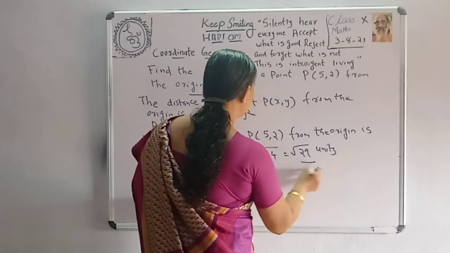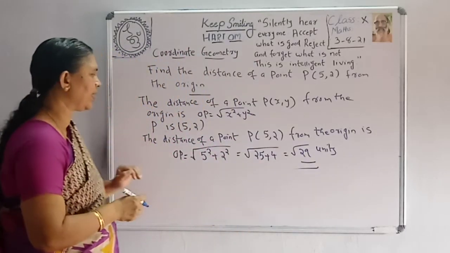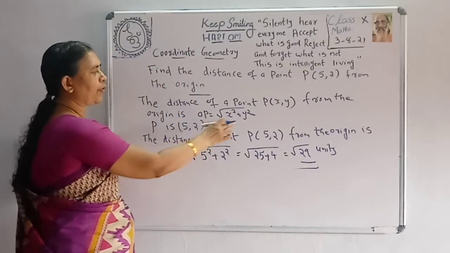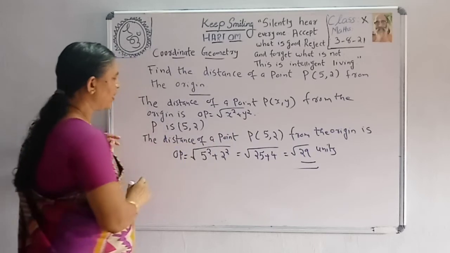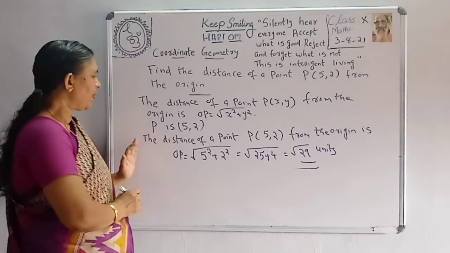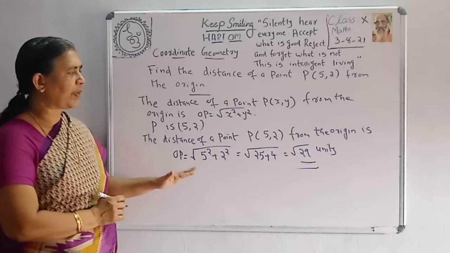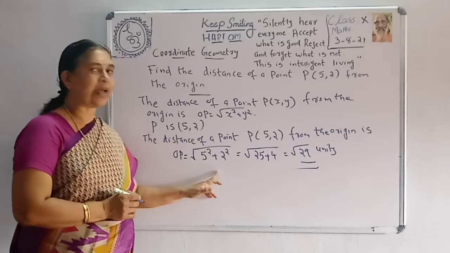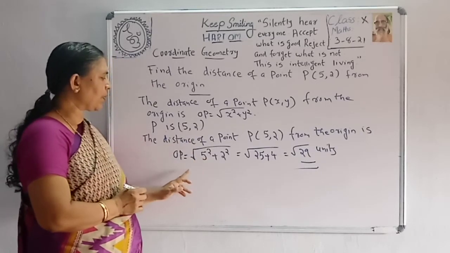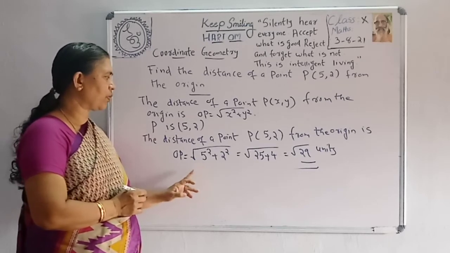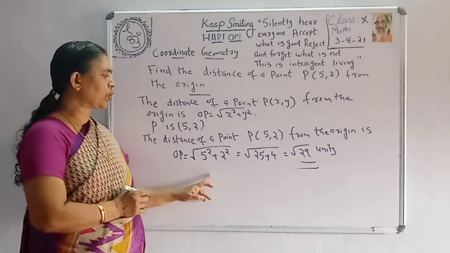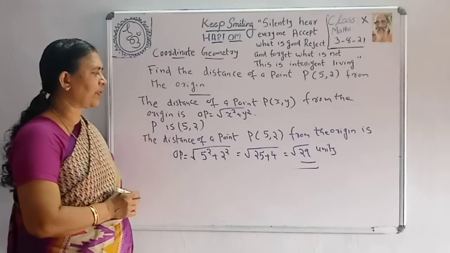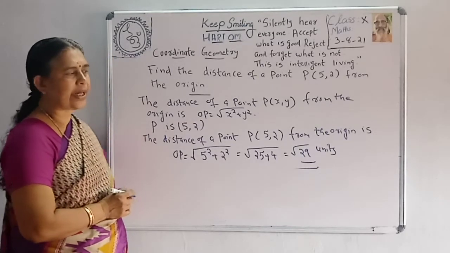So the distance of the point P(x, y) from the origin is OP equal to the square root of x square plus y square. If P is (5, 2), instead of x we put 5 and instead of y we put 2. Then OP is the square root of 5 square plus 2 square, that is the square root of 25 plus 4, which is root 29 units.